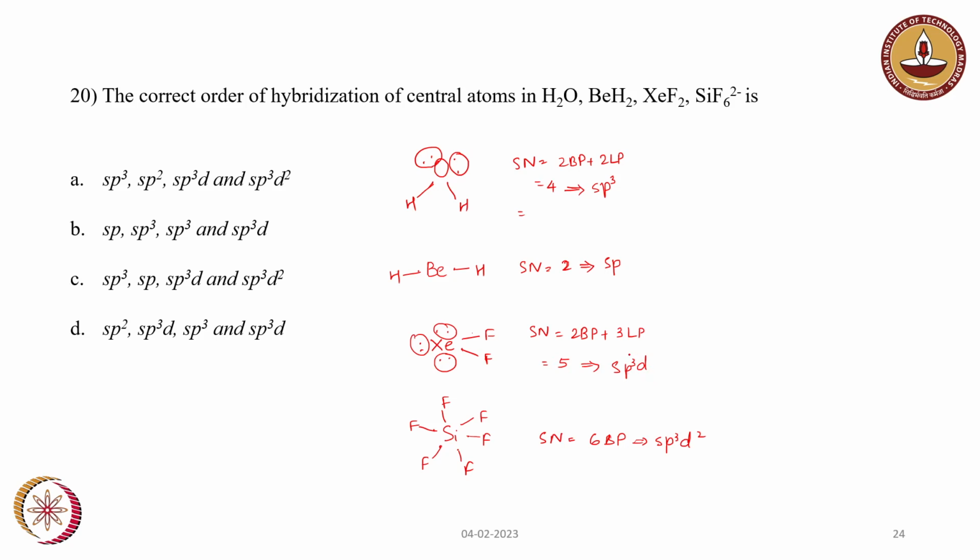So the hybridization is sp3d. And in fourth case, SiF6 2 minus, there are 6 bond pairs. So steric number is 6. So need 6 hybrid orbitals to accommodate all the bond pairs. So the hybridization is sp3d2.